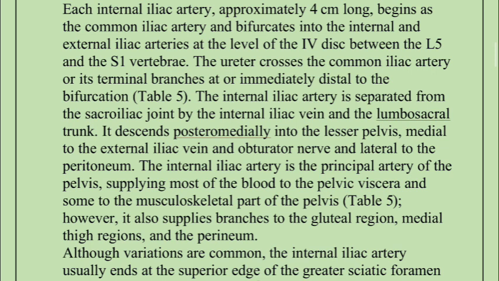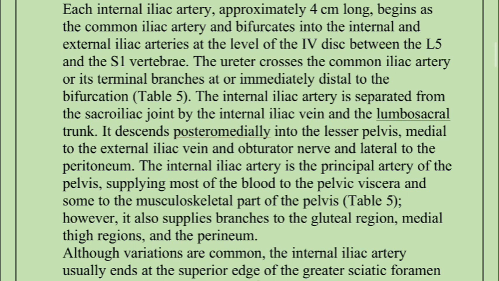So each internal iliac artery is approximately 4 cm long, and it begins as the continuation of the common iliac artery. The common iliac artery actually bifurcates into the internal and external iliac arteries at the level of the intervertebral disc between the 5th lumbar vertebra and the 1st sacral vertebra.